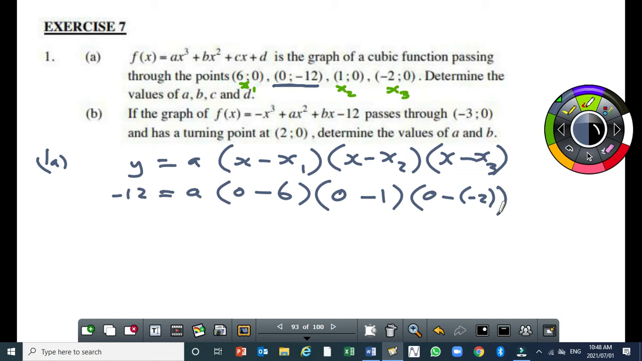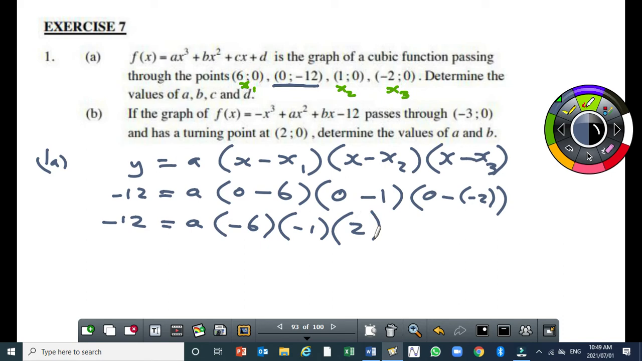Alright. It doesn't matter if you decide to make this one your x1, that one your x2, this one your x3, you still get the same answers. You can make this one your x1, that 6 your x2, the minus 2 your x3. You still get the same answer in the end because of multiplication. So now you simplify this to get the value of a. This becomes minus 12 equal to a times minus 6, and that one will give me minus 1. Then 0 minus minus 2 gives me positive 2.